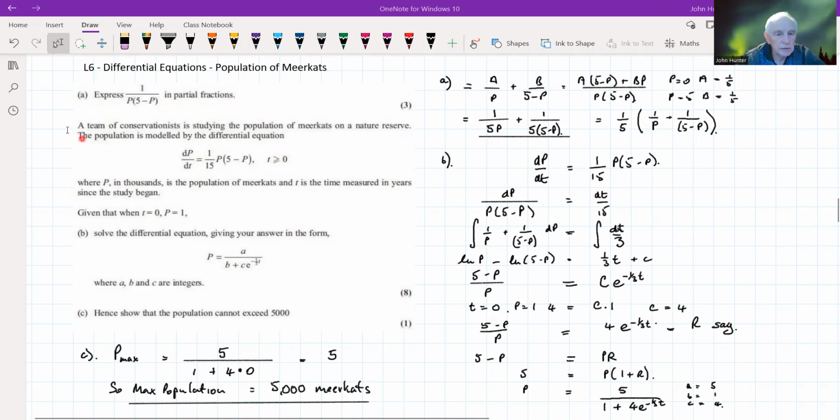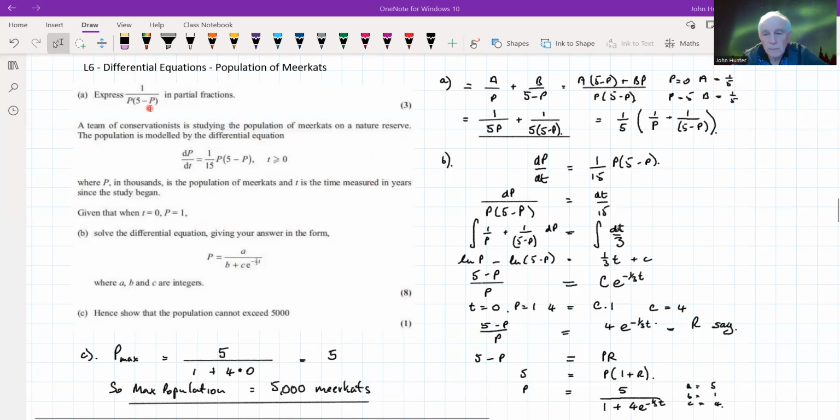Then it goes on to tell us that a team of conservationists is studying the population of meerkats on a nature reserve. The population is modelled by the differential equation dp/dt = (1/15)p(5 - p) for t greater than or equal to 0, where p is in thousands. It's the population of meerkats. t is the time measured in years since the study began. Then we're given a boundary condition here, and there's a part B. So let's have a look at part A first.